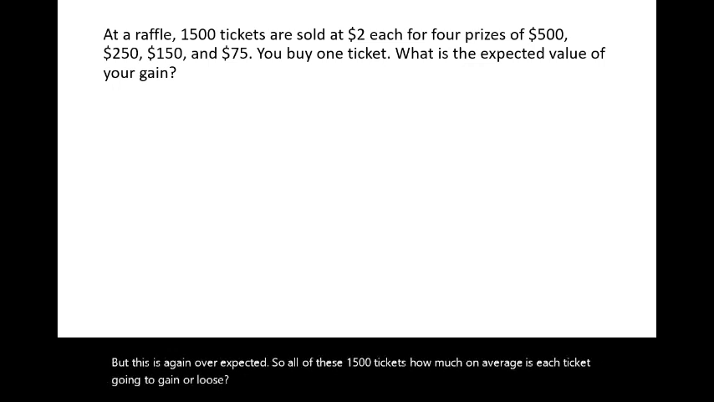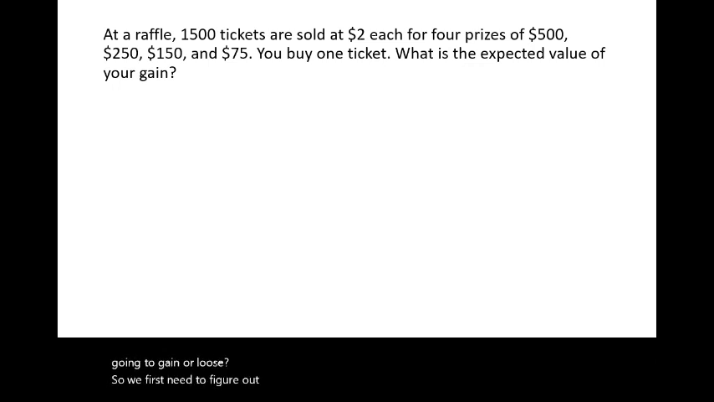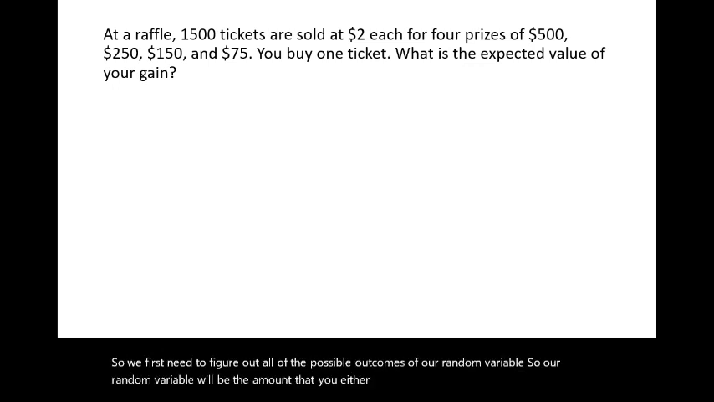So we first need to figure out all of the possible outcomes of our random variable. So our random variable will be the amount that you either win or lose. So we're going to list all of the possible values of x first.